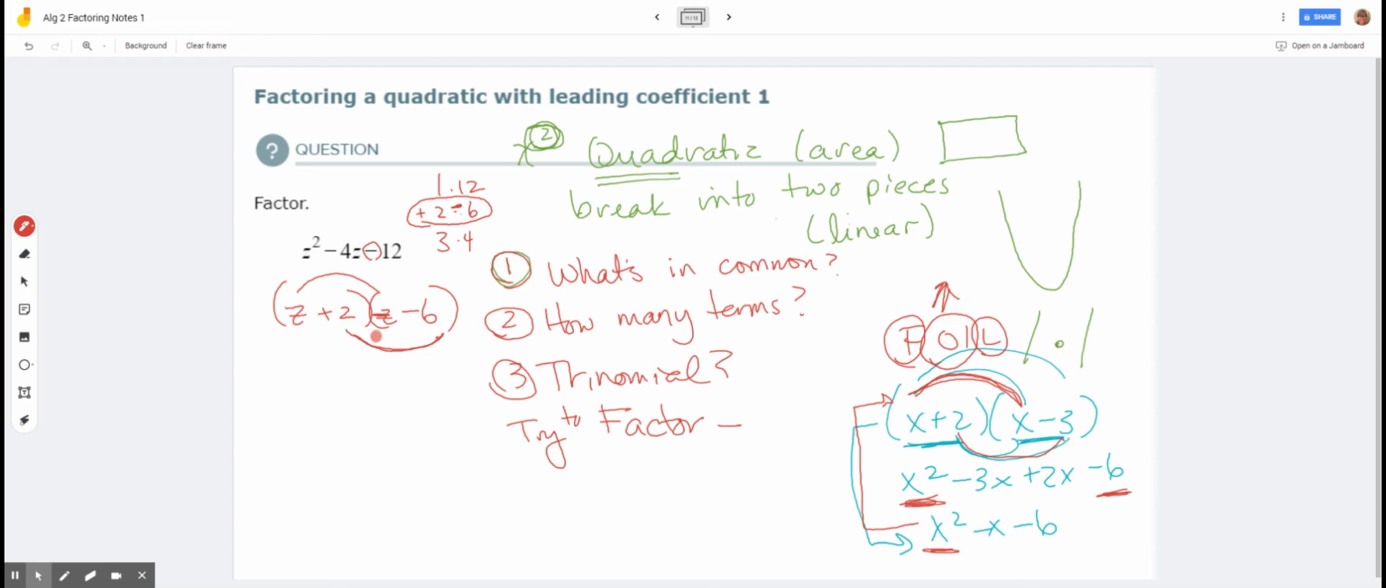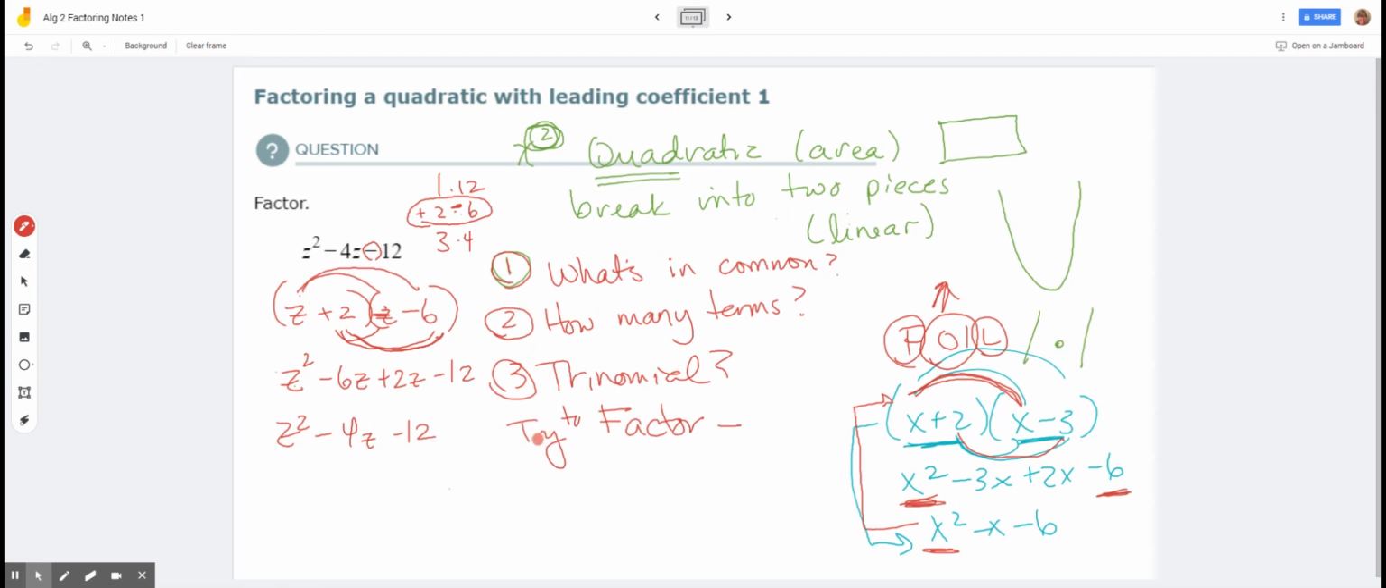So check it out. Check it. Z times z, z squared. It checks. Z times negative 6 is negative 6z. 2 times z is plus 2z. 2 times negative 6 is minus 12. Z squared minus 4z minus 12. Do I need to check it? Yeah, unfortunately, you actually do. Because a lot of times you screw up, and signage is everything. So the idea is that these questions come first.